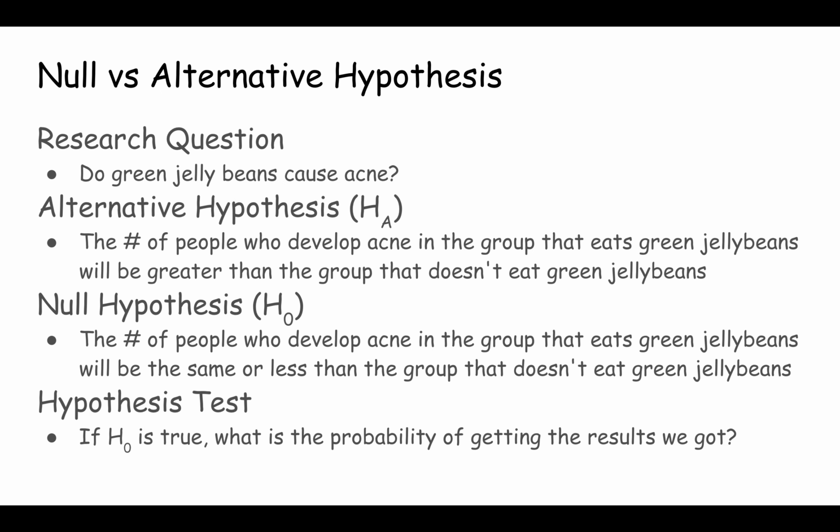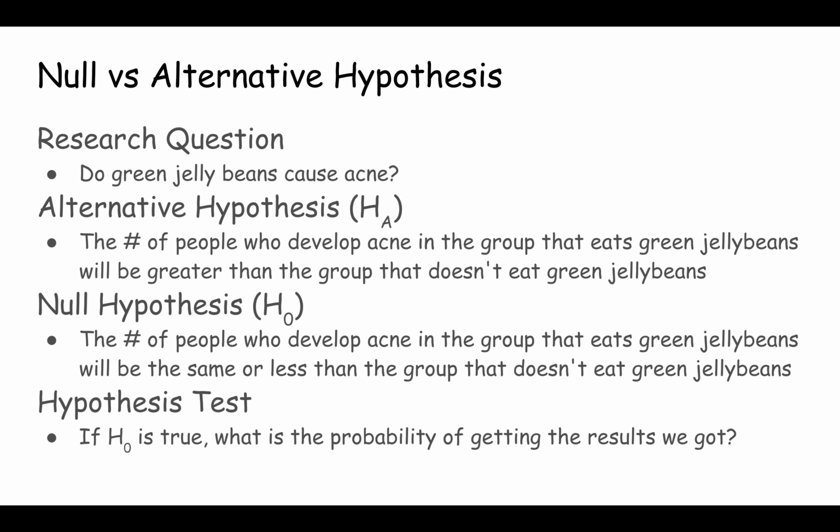So back to our example with the green jelly beans. If our research question is, do green jelly beans cause acne? A precise way of formulating our alternative hypothesis is, if we have two groups of people and one group gets green jelly beans and the other group doesn't, the number of people who develop acne in the group that eats green jelly beans will be greater than the number of people in the group that doesn't eat green jelly beans.